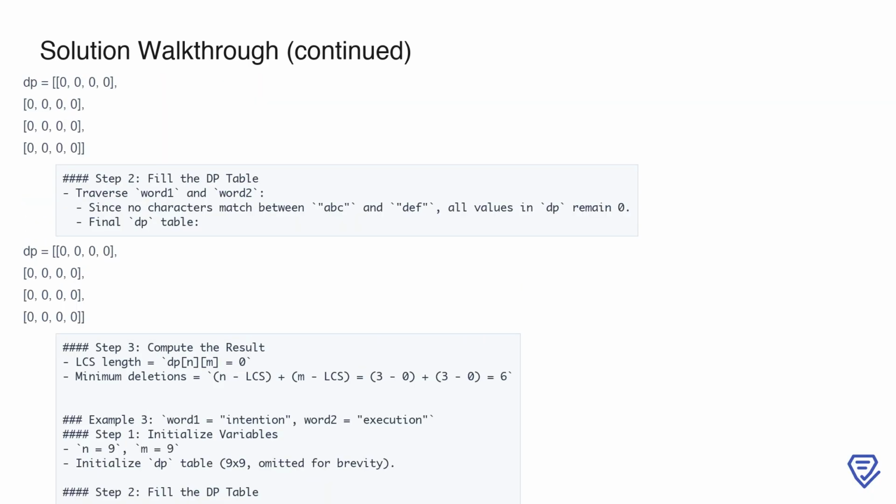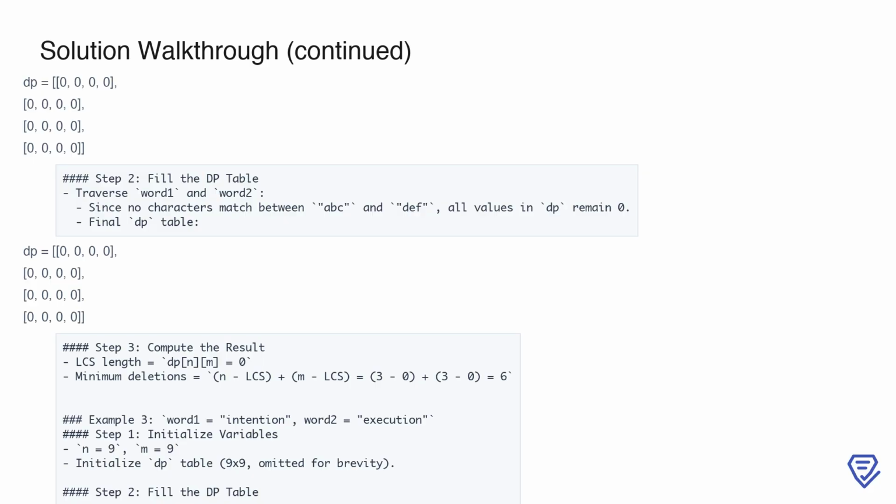In another example, consider word 1 equals ABC and word 2 equals DEF. Here, neither string has any common characters, so the process of filling the dp table is straightforward. We initialize the table with zeros, and as we traverse the strings, no matches are found. This means all values in the dp table remain 0. The LCS length, therefore, is 0, which is the value at dp[n][m].